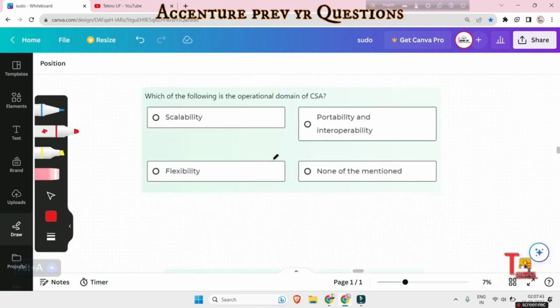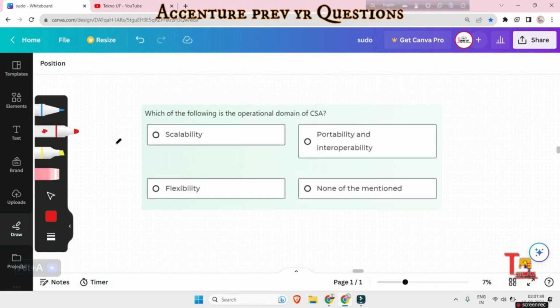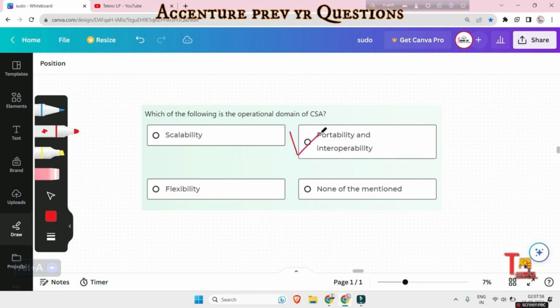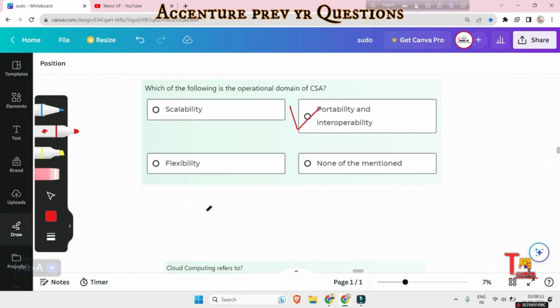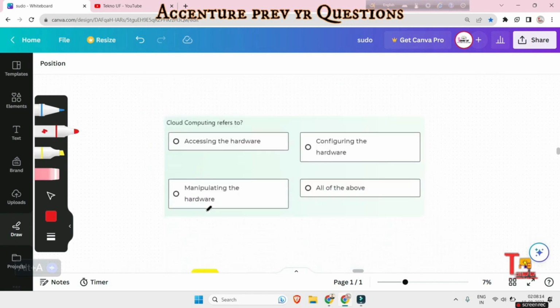That is, which of the following is an operational domain of CSA? Scalability, flexibility, portability, and interoperability, or none of them mentioned. Which will be the answer? The answer will be portability and interoperability, right? Actually, CSA is an industry working group that studies security issues in cloud computing, right? And this will be the answer, right?